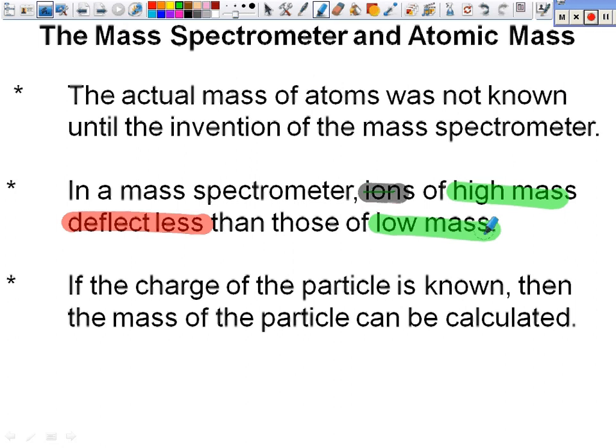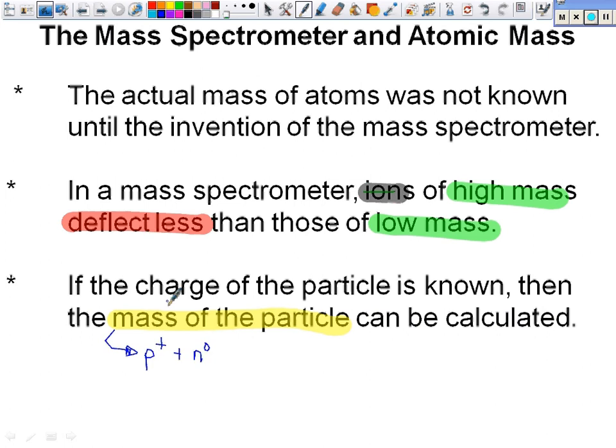All right. The third bullet: if the charge on the particle is known, then the mass of the particle can be calculated. Read that one more time. If the charge on the particle is known, then the mass of the particle can be calculated. Let's talk about this for just a second. The mass of the particle. What will give you the mass of a particle? Very good. The protons plus the neutrons.